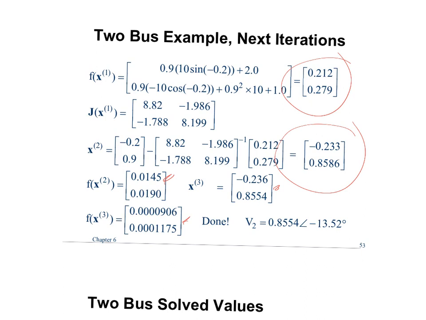So your final voltage at bus 2 is 0.855 at an angle of minus 13.52. So in this system, how did it change from 0.236 to 13.5? This is in radians to degrees. Yeah, that makes sense. This is 1 at an angle of 0. This is 0.855 at an angle of minus 13.52.